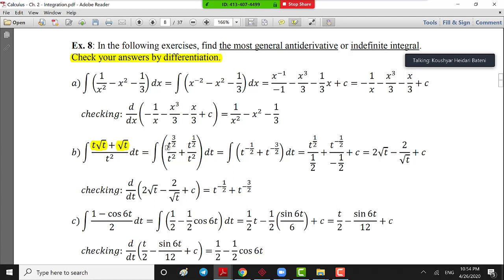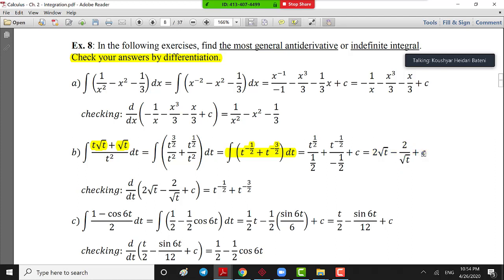If you do everything that I just said, you're going to see t to the 3 over 2 over t squared plus t to the 1 over 2 over t squared. And if you do the simplification, you're going to reach the integration of t to the minus 1 over 2 plus t to the minus 3 over 2 dt. And you can calculate this integral very easily using the power law. And this is going to be the result of your integration. If you do the simplification on this result, you're going to reach this.